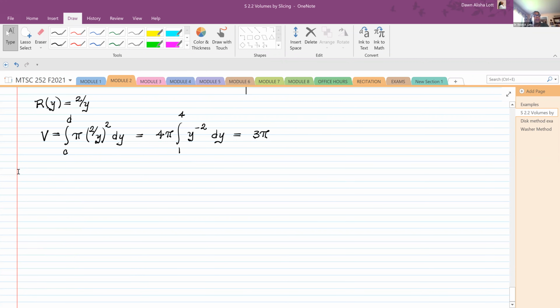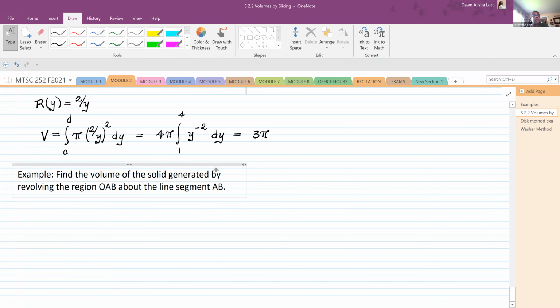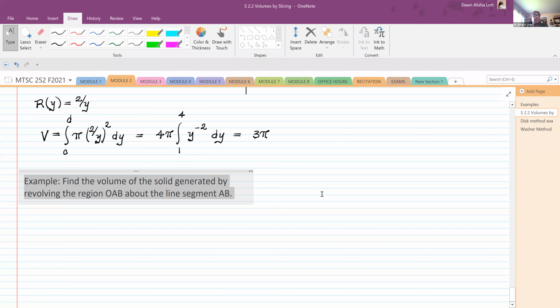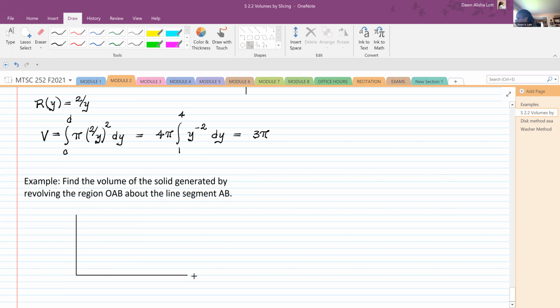Okay, last example for today. I have to draw this region for you because you don't have it. So I will draw it. So this region looks like this. Oh my goodness, it's terrible. It's pretty bad, still bad, but okay.